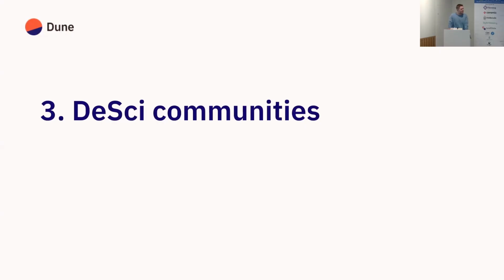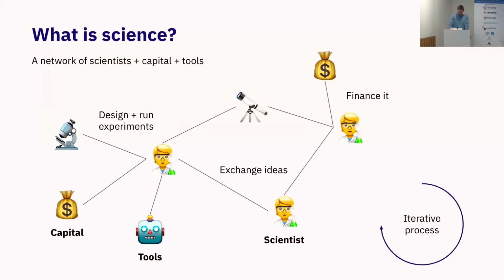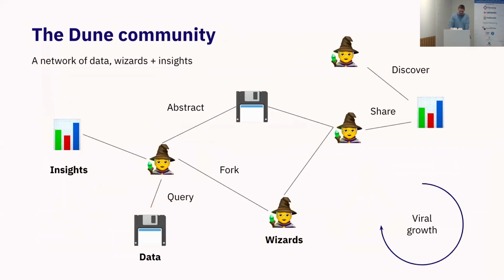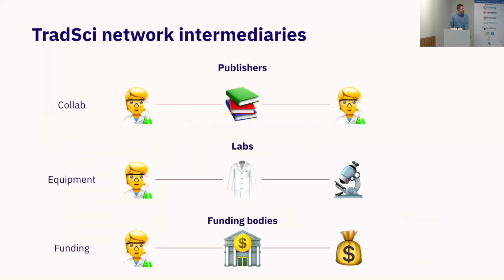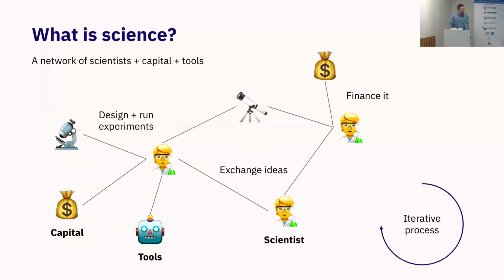This is going to stray now from my experience and more towards thinking about how some of these lessons apply to what might happen in, I keep saying DaySci, it's DeSci, isn't it? DeSci communities in the following years. So a few slides ago, I had this network diagram, the idea that the Dune network is made up of wizards working with data and producing insights. This is obviously a gross simplification, but I'm going to say that science is kind of a similar thing.